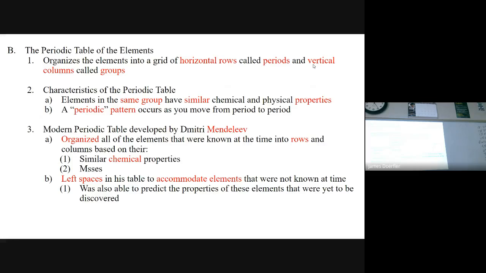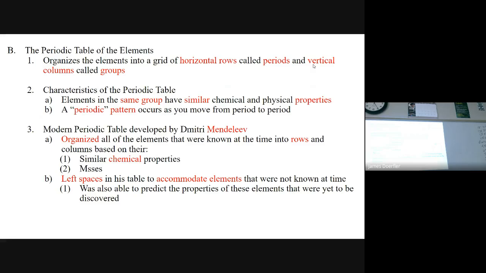Which brings us to the periodic table. What this does, if you don't already know, is it organizes the elements into a grid of horizontal rows called periods and vertical columns called groups. I oftentimes call the vertical columns families, because a handful or so of those vertical columns actually have names of the families. We've got the alkali metals, alkaline earth metals, the chalcogens, the halogens, and the noble gases.